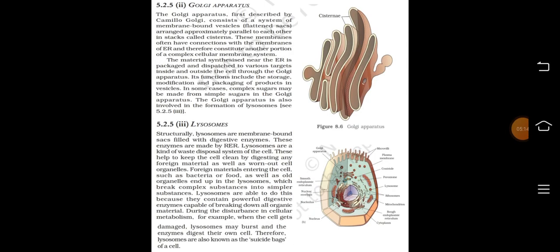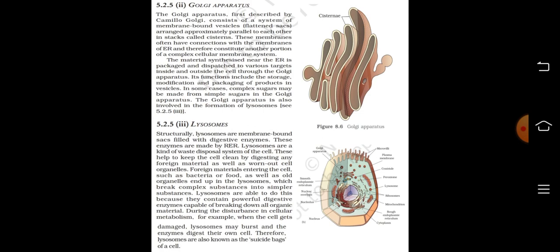Golgi apparatus. The Golgi apparatus, first described by Camillo Golgi, consists of a system of membrane-bound vesicles arranged approximately parallel to each other in stacks called cisterns. These membranes often have connections with the membranes of endoplasmic reticulum and therefore constitute another portion of a complex cellular membrane system. The material synthesized near the endoplasmic reticulum is packaged and dispatched to various targets inside and outside the cell through the Golgi apparatus.